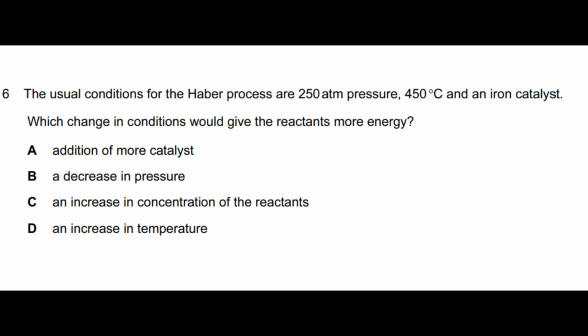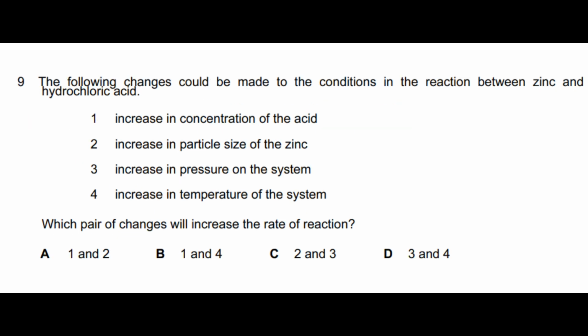Next question says the following changes could be made to the conditions in the reaction between zinc, which is a metal, and hydrochloric acid. Which pair of changes will increase the rate of reaction? Okay, zinc is a metal, so it will be in solid form. Hydrochloric acid is an acid, must be in the liquid state. So, which of these two changes will increase the rate of reaction? If we increase the surface area of zinc because it is solid, and if we increase the concentration of the acid, so in both the cases, rate of reaction will increase.